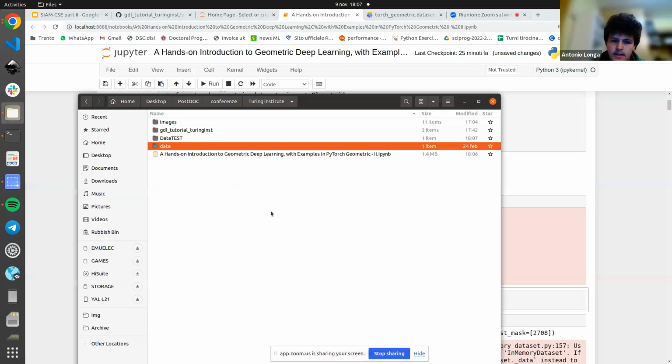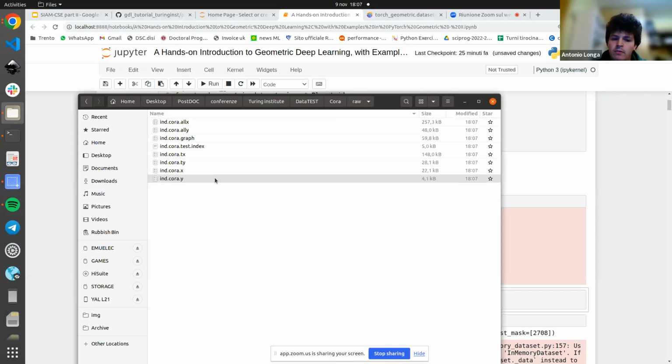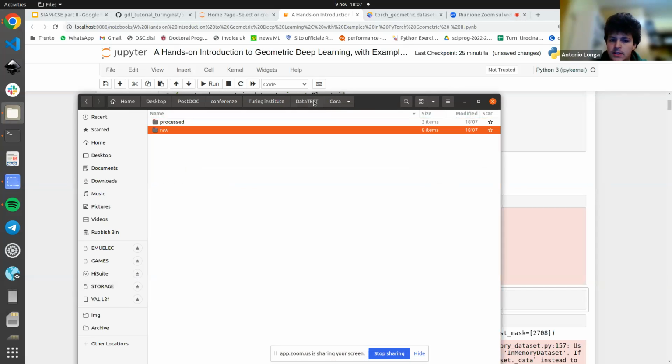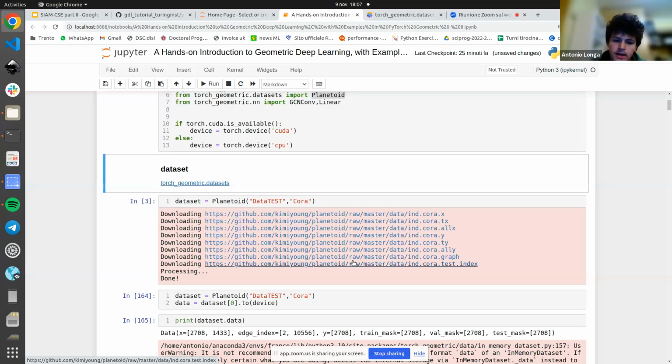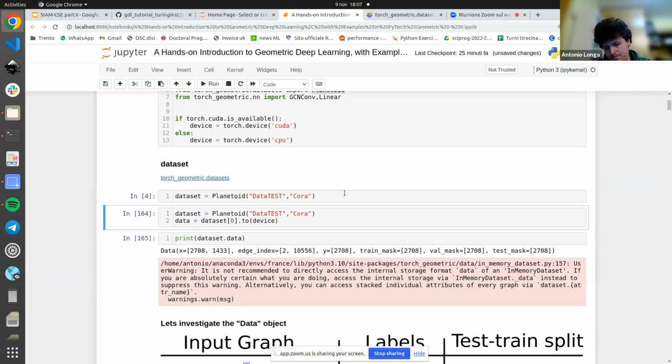If we go back to this folder, you can see that the Cora folder has been created, and you have the processed graph and even the raw graph. All the information is stored. In fact, if you execute the same command again, the library understands that you already have the graph, and so it doesn't download it again.